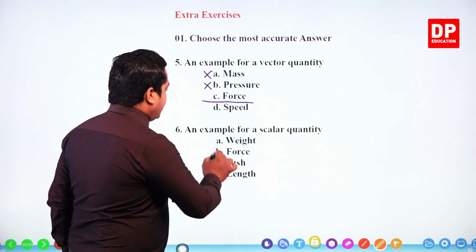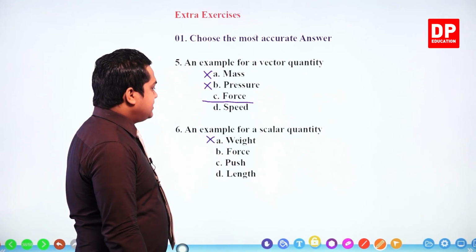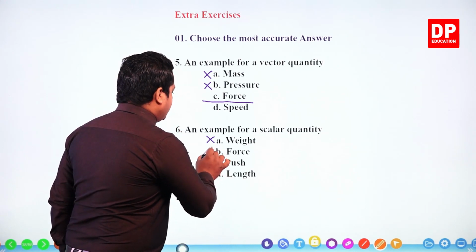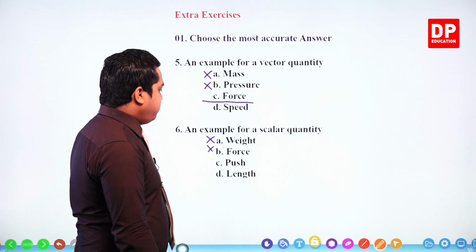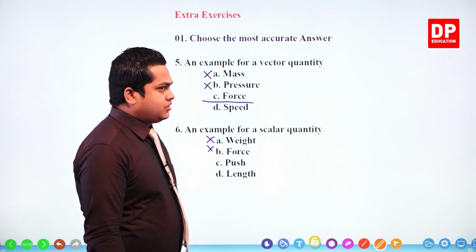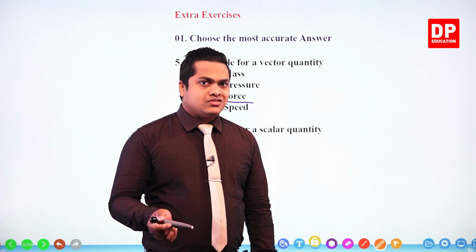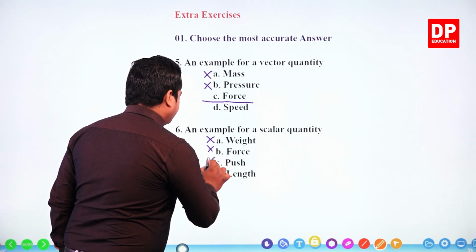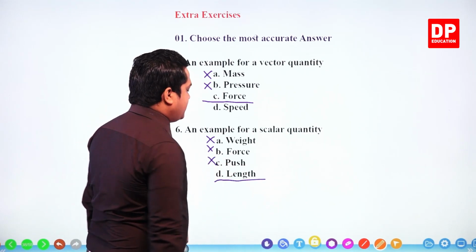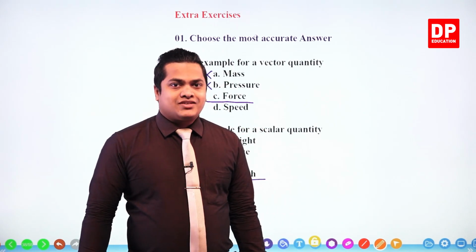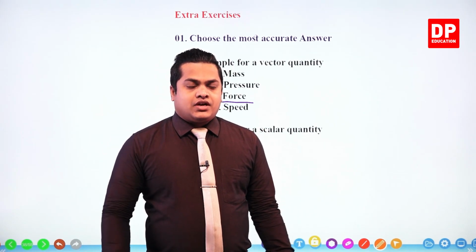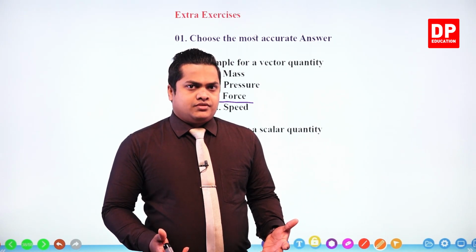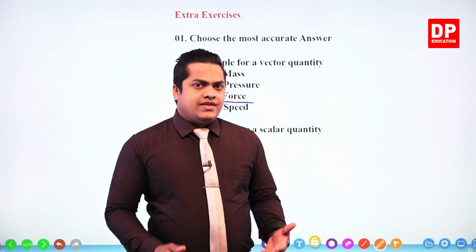Weight. It's incorrect, because weight is a force. Force is a vector quantity. Force, of course, is incorrect. Once again, a vector quantity. Push or a pull is a force. So, therefore, push is also a vector quantity. Length. That is our answer, my dear children. We can't show a direction for a length. 5 centimeters, how can you show a direction? There's no direction in a length. So, length is our answer.